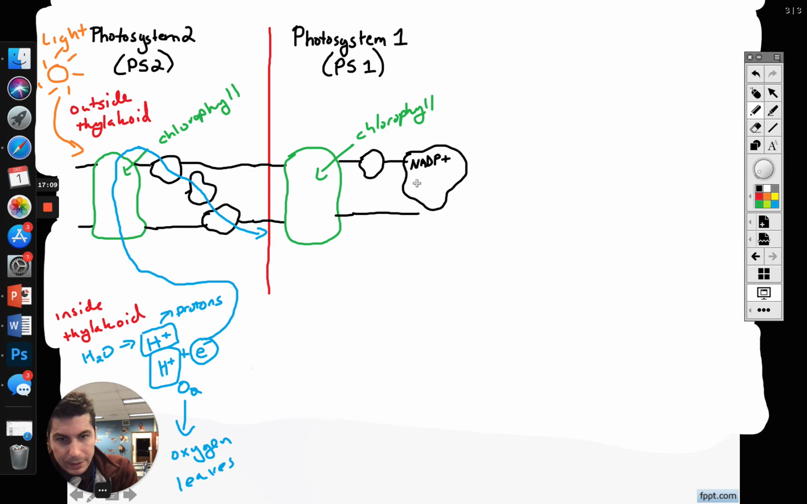This is going to be called NADP plus reductase. He is our superhero of photosystem number 1. Now, here's what's going to happen. That electron from photosystem number 2 is going to come over to photosystem number 1. So this is still the electron.